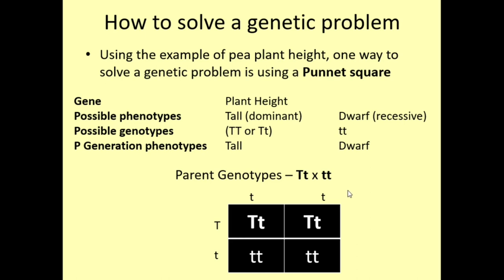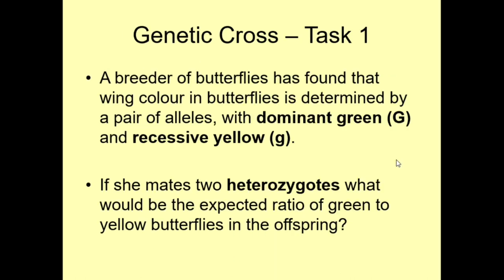So on the next slide, I'm going to set you a little task, and then you can have a go at doing one yourself. Okay, so I want you to have a go now at doing your own Punnett square to work out this problem. A breeder of butterflies has found that wing color is determined by a single pair of alleles, so there are two different versions of the gene, with dominant green, so we're giving it a capital G, big G, or recessive yellow, so lowercase g.